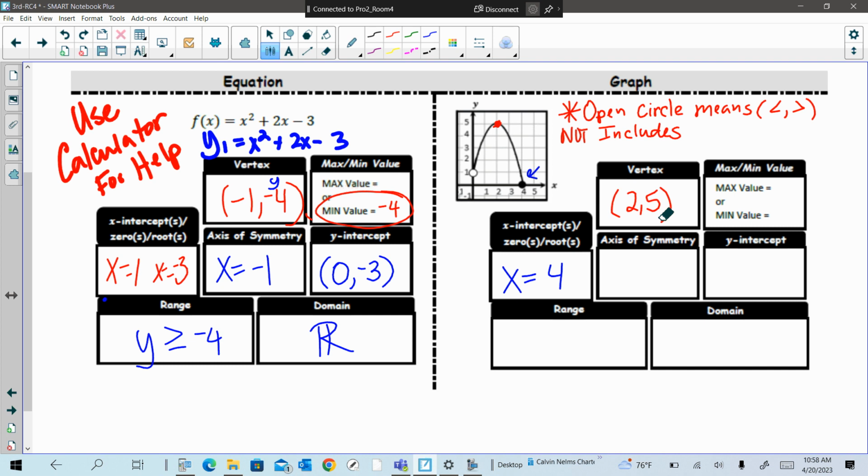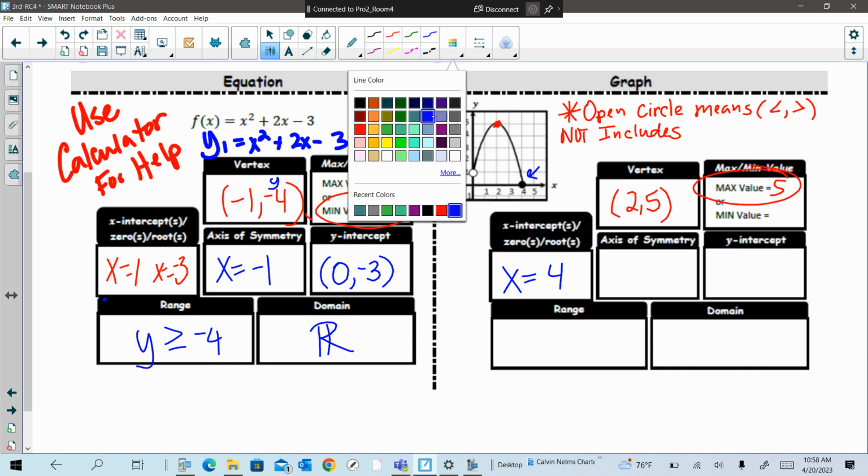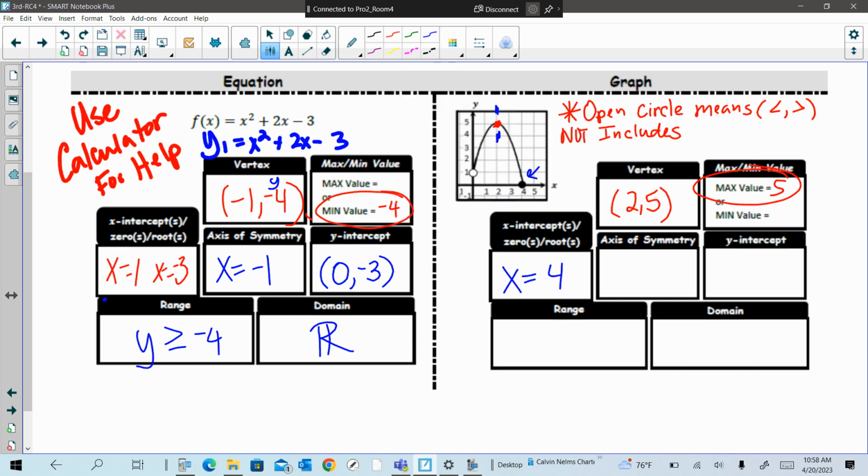So looking at this graph, do we have a max value or a minimum value? What does the max value equal? 5. Yep, max value equals 5. Good. All right, so we have a vertex. To help you see it better, remember your axis of symmetry goes through that vertex. So what's the axis of symmetry? X equals 2. Yep, x equals 2.